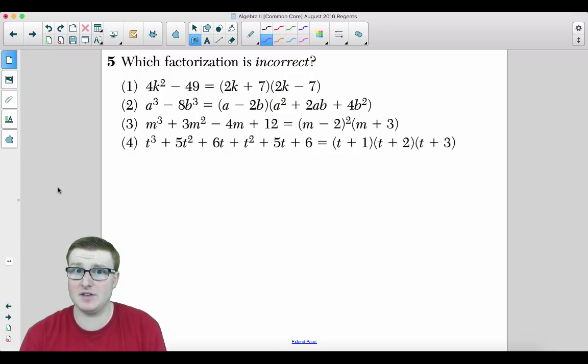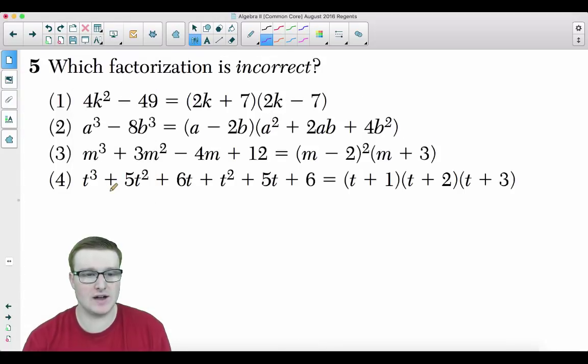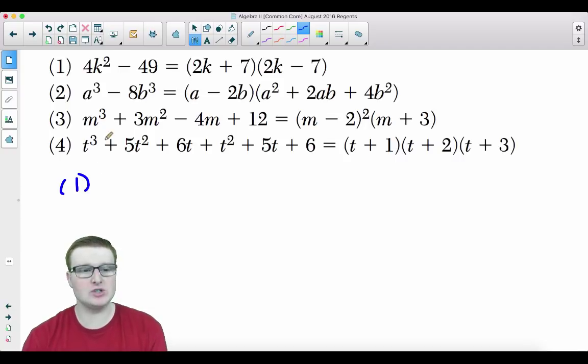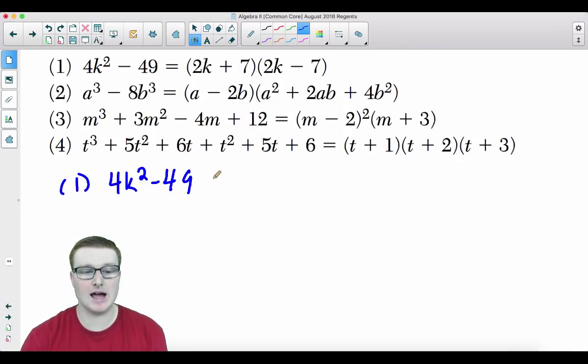Ooh, this one's tough. Here we go. Which factorization is incorrect? So, you basically need to take all of these and factor them. Let's go ahead and do that, shall we? Let's take a look at choice 1. Factoring choice 1 requires your knowledge of the difference of two perfect squares. We have 4k squared minus 49. Let's apply the difference of two perfect squares.